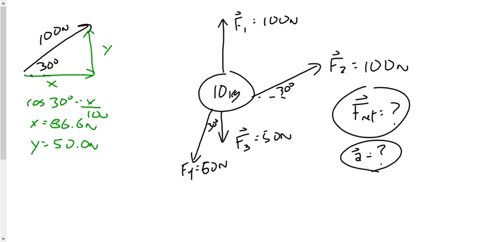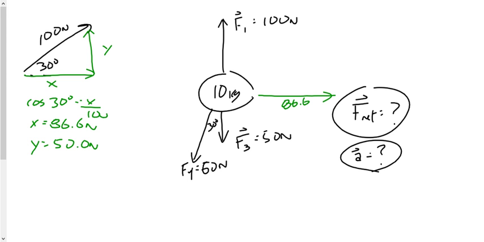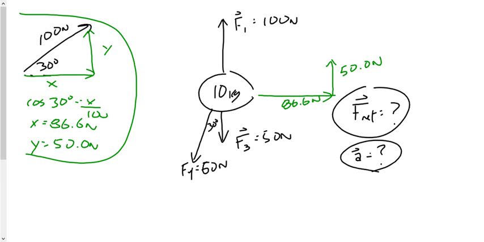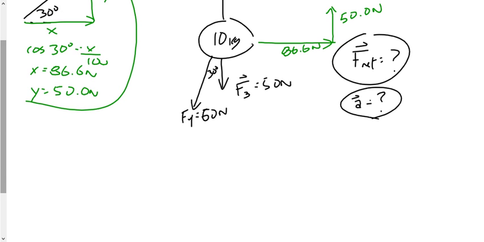I can redraw that now with a force to the right of 86.6 newtons and a force upwards of 50.0 newtons. Okay, good. Halfway there in terms of my funny angles at least. Let's do my other one now. I've got 60 newtons at an angle of 30 degrees west of south. This one's a bit different.